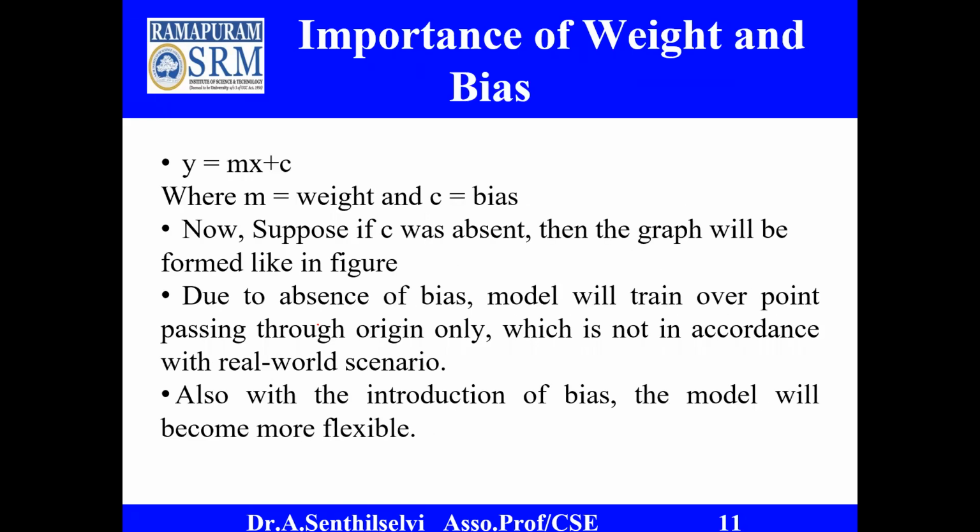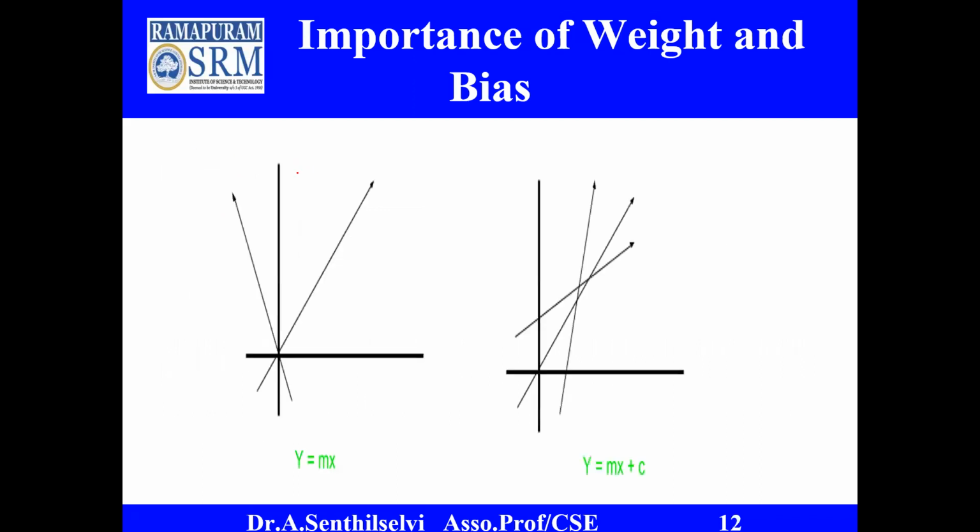Actually, the weight and bias are related to the linear equation y equal to mx plus c. Here y is the output, m is the weight, x is the input, and c is the bias. We compare the neural network model with the linear line equation y equal to mx plus c.